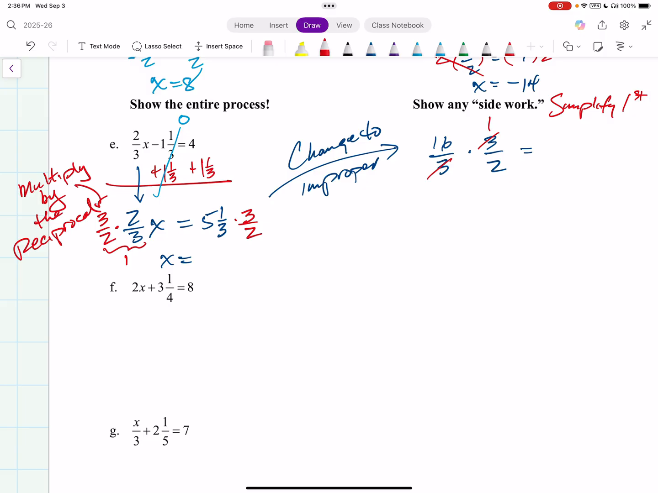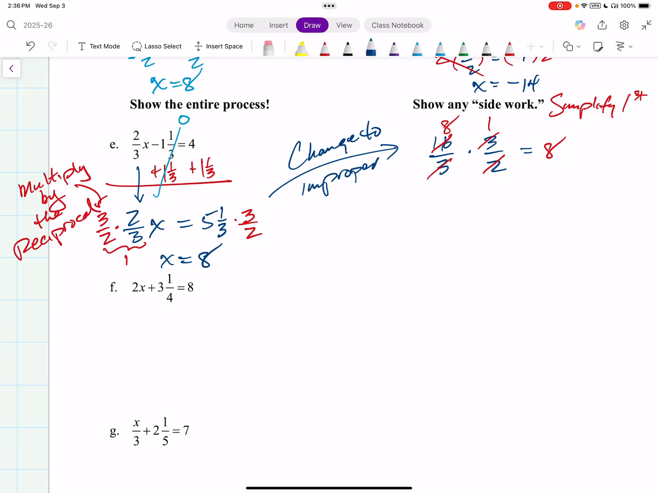3 divided by 3 is 1. 2 into 16 is 8. So I get 8 times 1, or 8. So the answer is 8. Okay, believe it or not, you get a whole number. Coincidental. Okay, so simplify before you multiply.